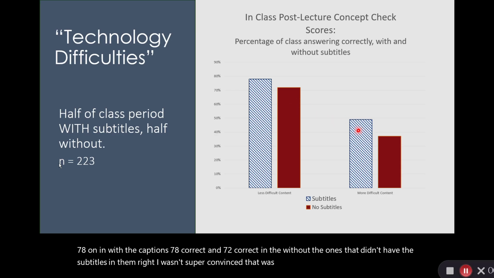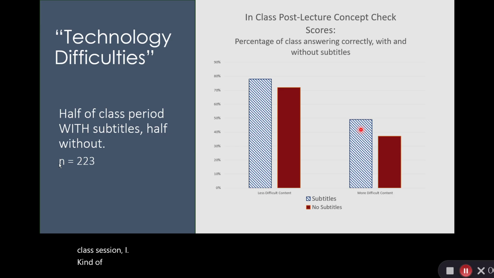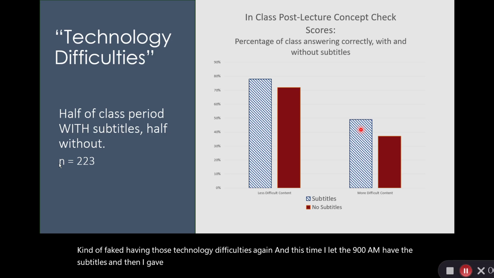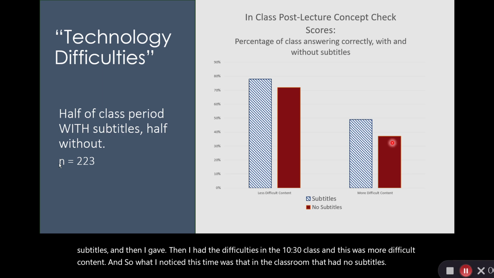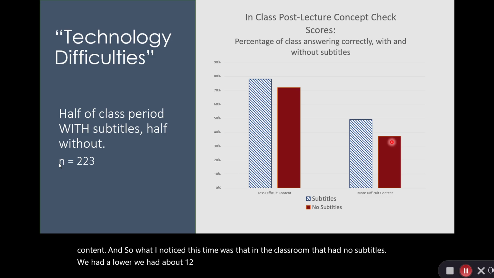So in the next class session, I kind of faked having those technology difficulties again. And this time I let the 9 a.m. have the subtitles, and then I had the difficulties in the 10:30 class. And this was more difficult content. And so what I noticed this time was that in the classroom that had no subtitles, we had about a 12-point lower rate of correct answers on the polling.